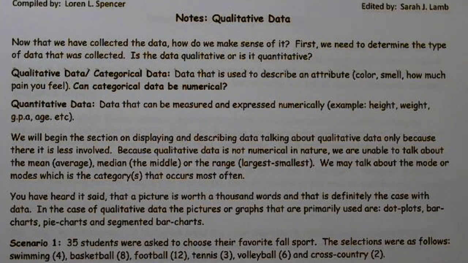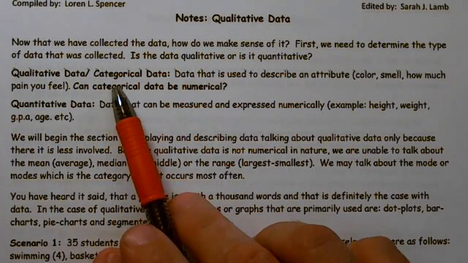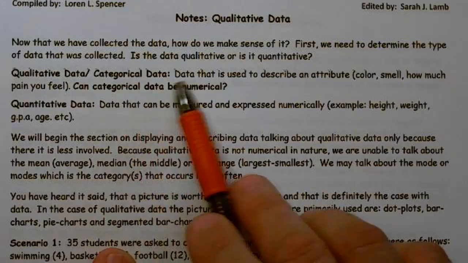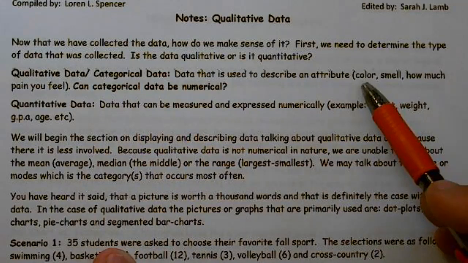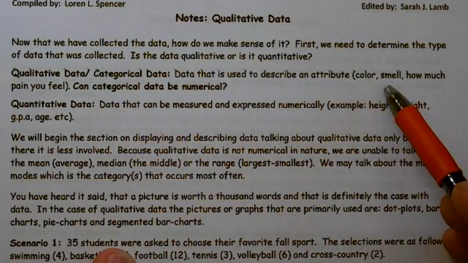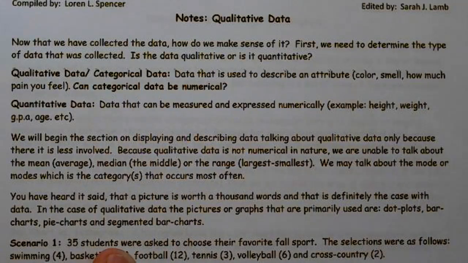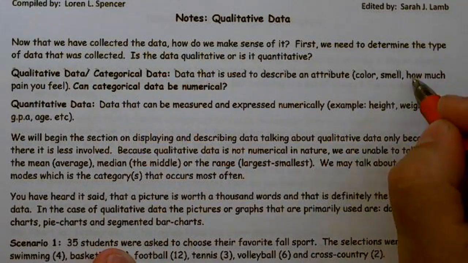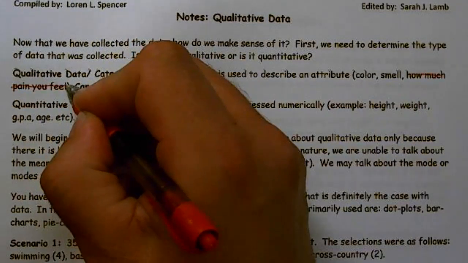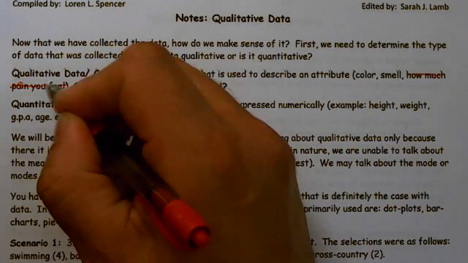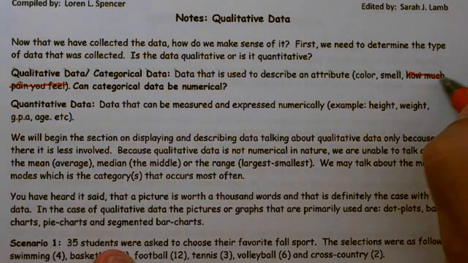So we are into the collecting data, and basically we need to know that we have two different types of data, which are qualitative and quantitative. Qualitative data is categorical data, and data that's used to describe an attribute, a color, blue, green, red, brown, smell, sweet, bad, etc. Here it says how much pain you feel. Scratch that out. That's really quantitative data because we're going to put that on a numerical scale. So that's not really going to be categorical or qualitative.